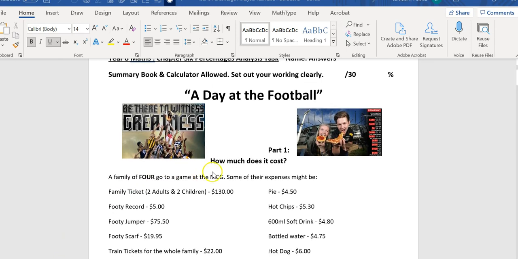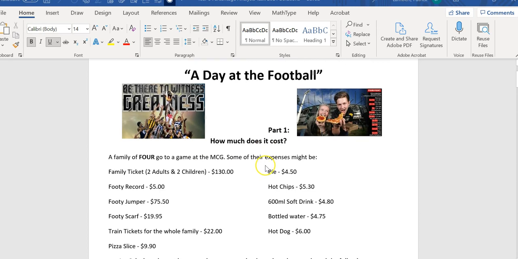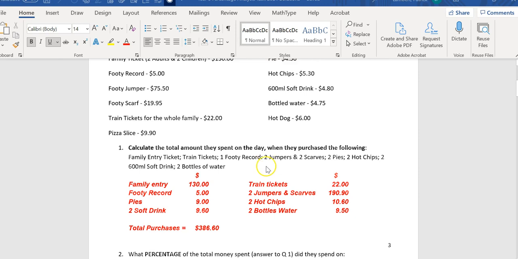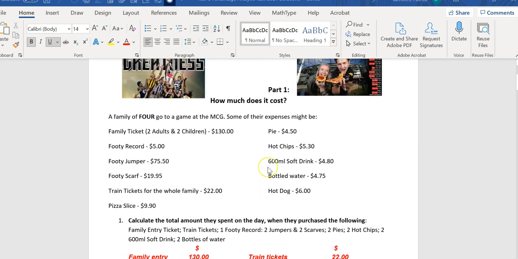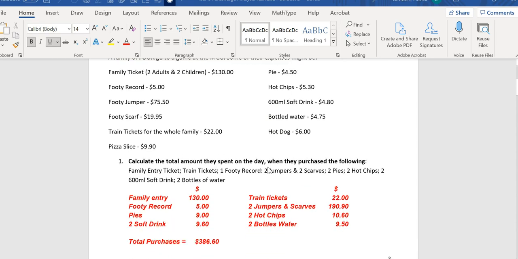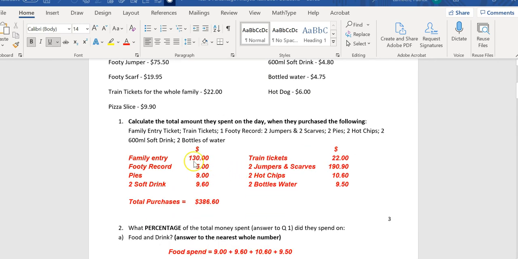The other day I gave you this practice analysis task, which is the actual analysis task from last year. Here are the solutions for it. I want you to go through that and you'll see what I've done for each of the marks.